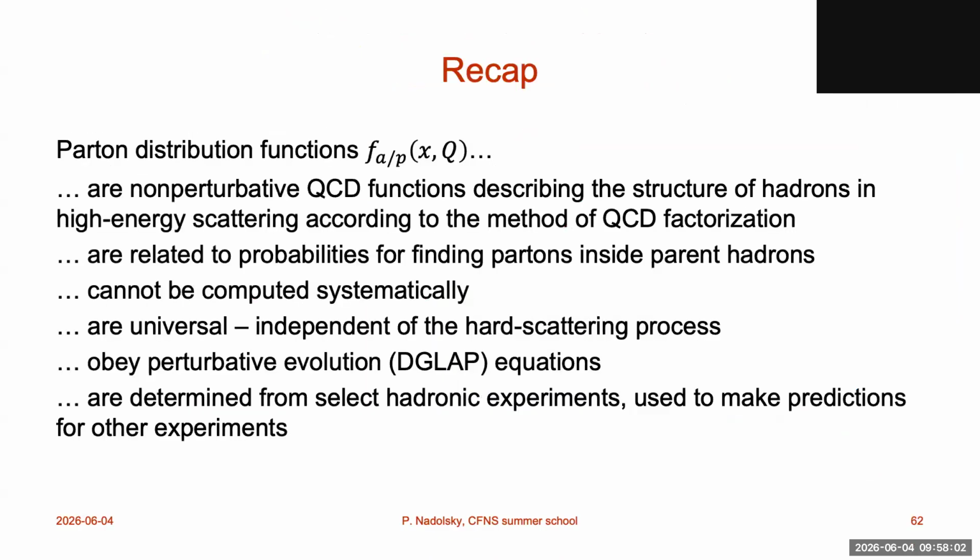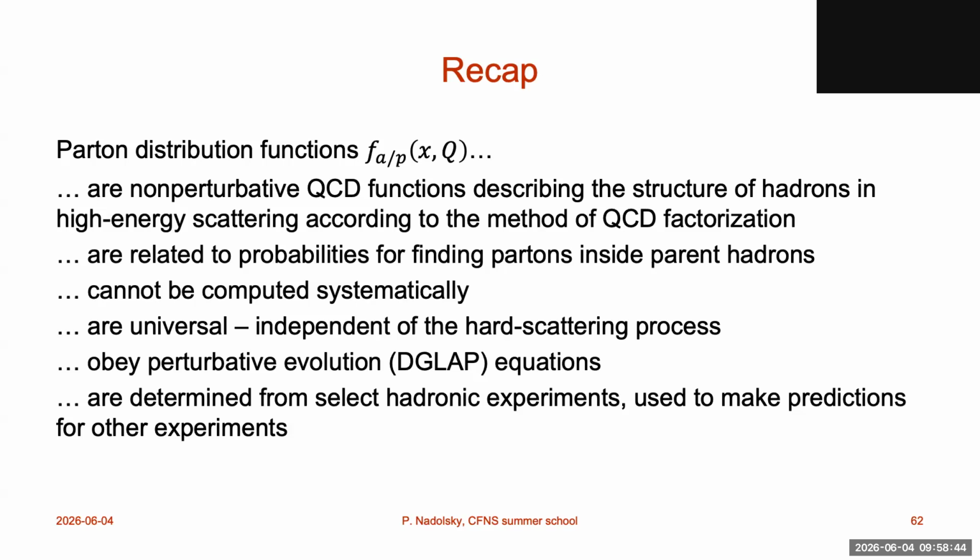Okay, so maybe let me just go to the recap. The important messages from this lecture are that parton distribution functions are very important. They arise in any kind of calculation that relies on the method of collinear QCD factorization. At the lowest order, they are related to probabilities of knocking out partons with certain momentum fractions inside the proton. At higher orders, they're not exactly probabilities, but they still remain close to this probabilistic interpretation. We cannot compute them systematically yet, except in some limited x ranges in lattice QCD.